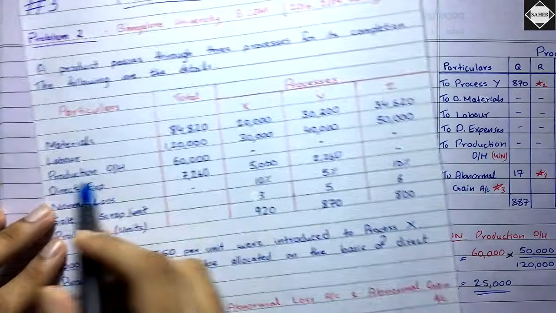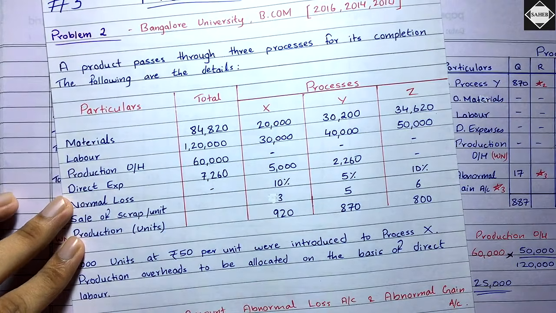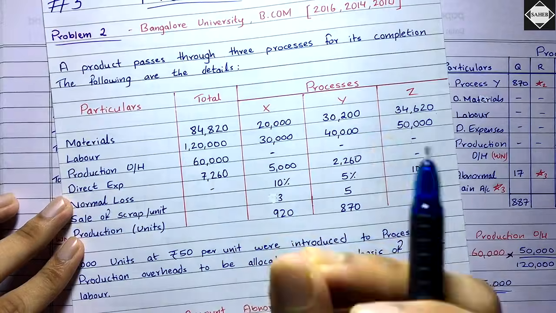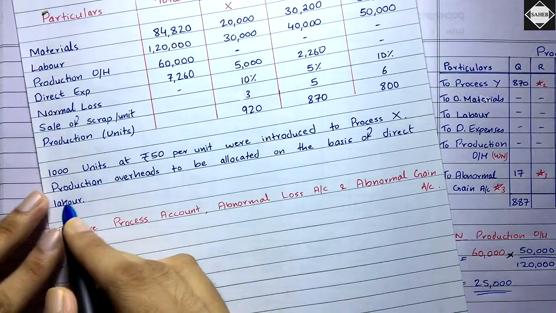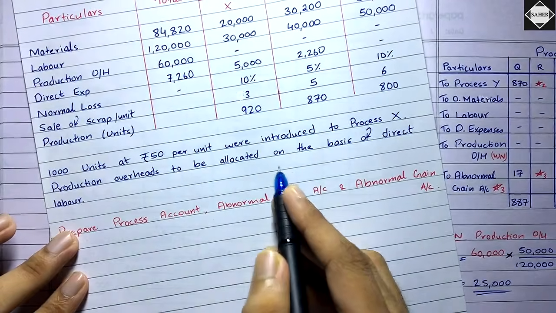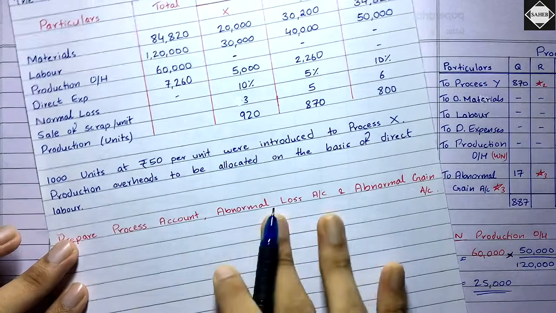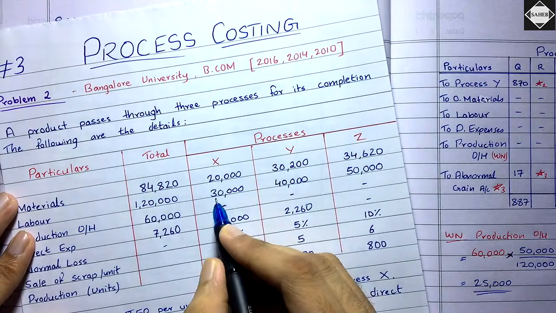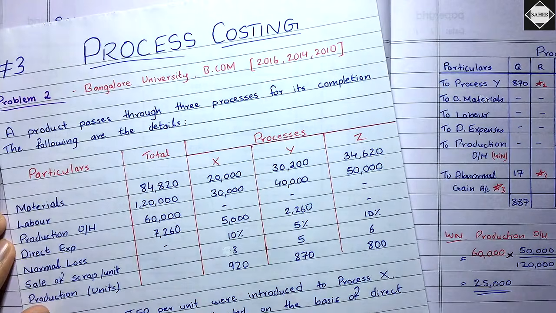Then comes the production overhead. Production overhead is given as 60,000, and the bifurcation, the allocation of that, is not given. So we have to do that. Here below they have said production overheads to be allocated on the basis of direct labor. So what are we going to do? All we're going to do is use the ratio of the direct labor, and we are going to allocate this 60,000. Is that clear? It's very simple.